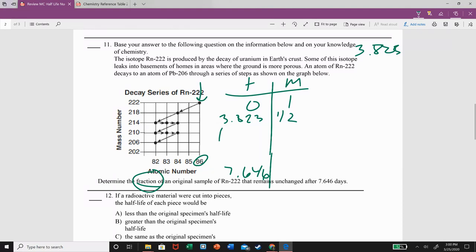Oops, I think I did a math error. Right, 3.823 days plus 3.823. It's kind of hard to type on a calculator and talk at the same time. All right, that gets me exactly to 7.646. So then a half becomes a fourth. So then I have 1/4 remaining.